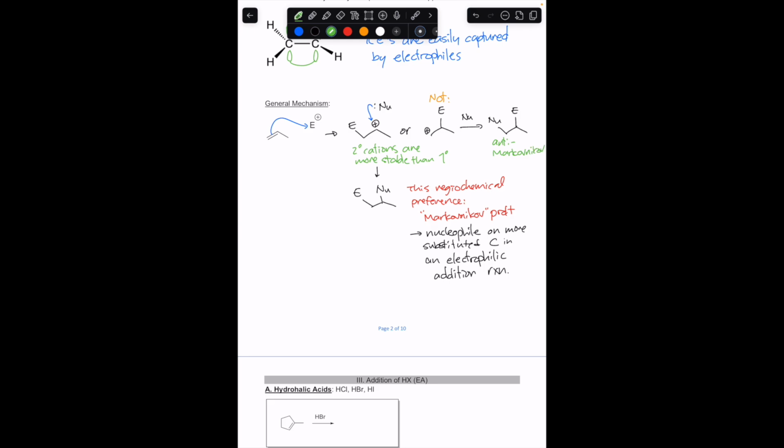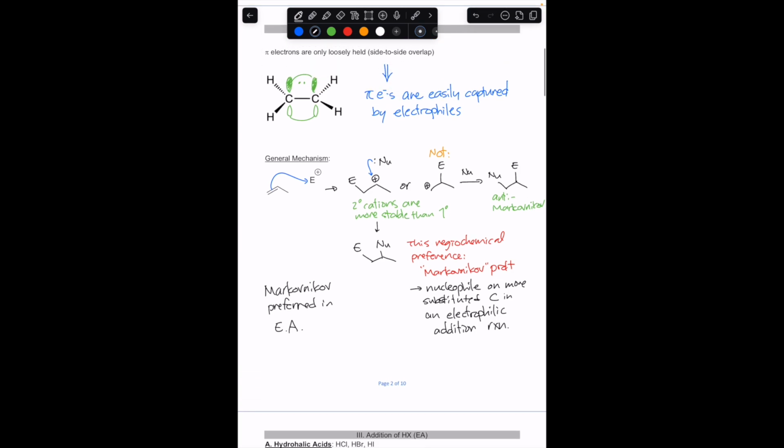Okay, so the take-home message here is that the Markovnikov reactions are preferred in all electrophilic addition reactions. Okay, so that's the theme. And then basically most of the reaction mechanisms are going to be like this. So if you can master this, the rest of the chapter should be easier for you.